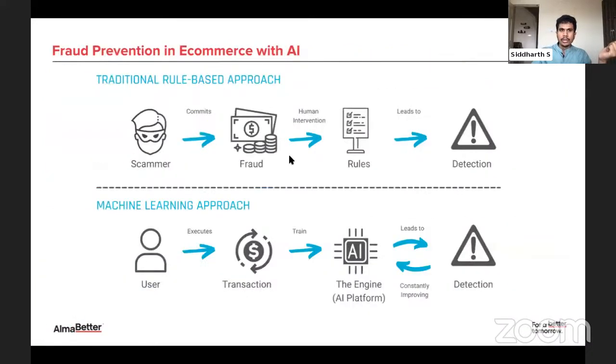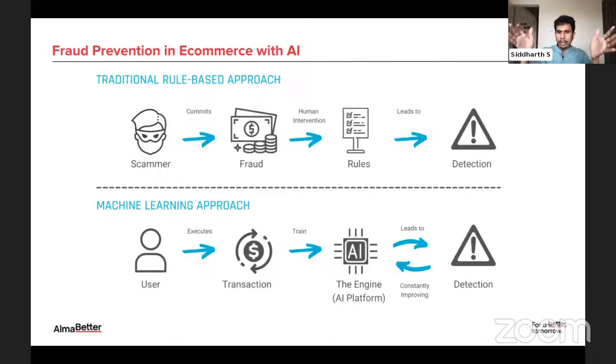Now, how does fraud prevention in e-commerce work? If you see, let's suppose a traditional rule-based system, right? So there will be a scammer. If he has the intent to commit a fraud, what happens is, we will write some rules in a traditional rule-based system saying that if the item purchase is so and so, then don't do it.